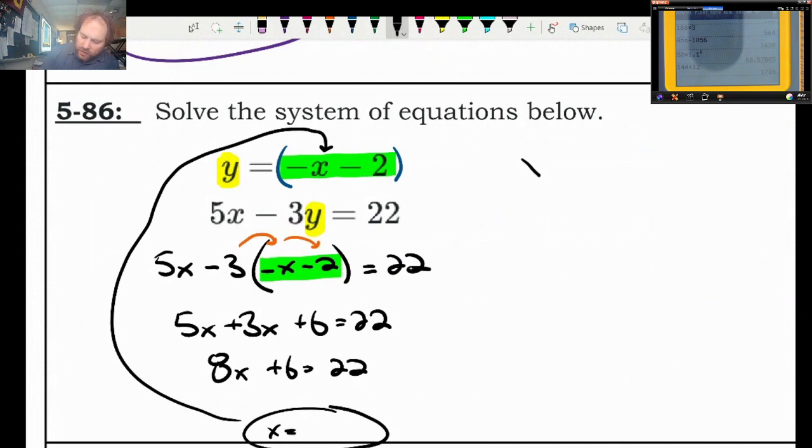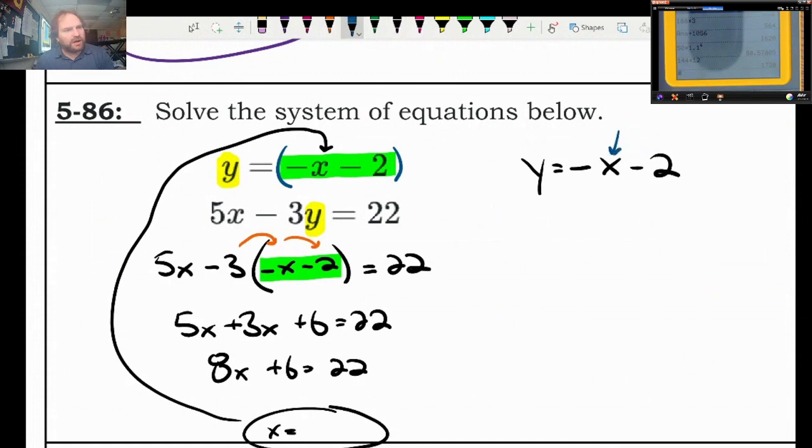Just keep in mind that y is negative x minus 2. So whatever answer you have for x, you're going to take the opposite of it and then subtract 2. That should tell you what the two numbers are.